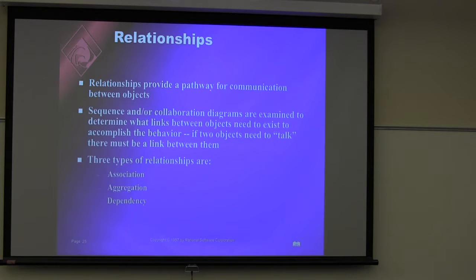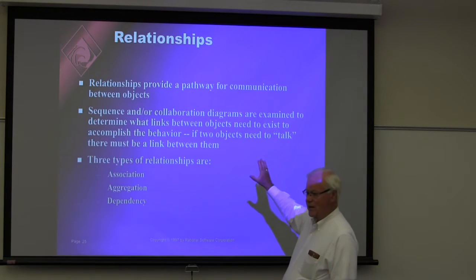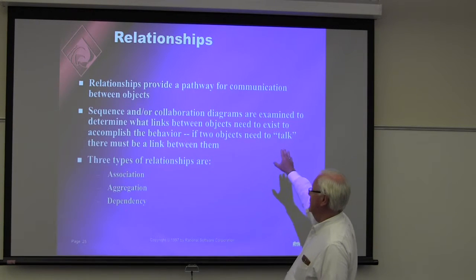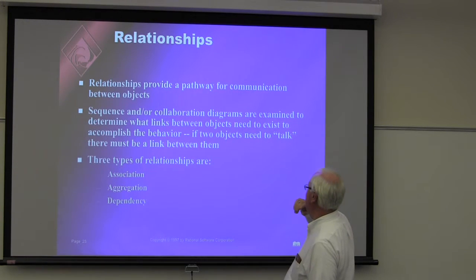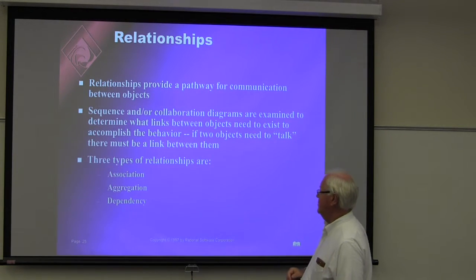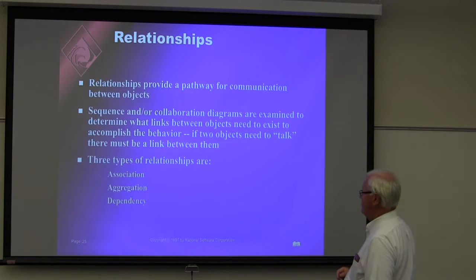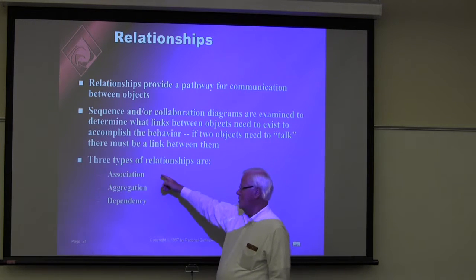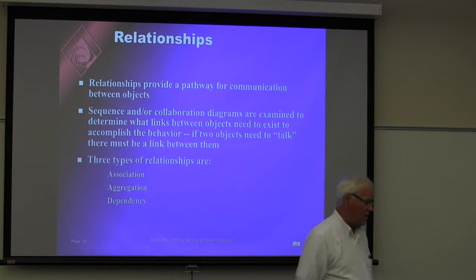So, the relationships, and that's what we're going to get into now, providing a pathway for communication between objects. So those blocks, class blocks, were objects. We're now going to show pathways between them. So sequence or collaboration diagrams are examined to determine what links between the objects need to exist to accomplish the behavior. If two objects need to talk, there must be a link between them. 3 types of relationships are association, aggregation, and dependency. So let's talk about those. Those are going to have different symbols.